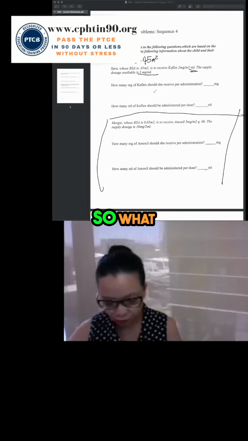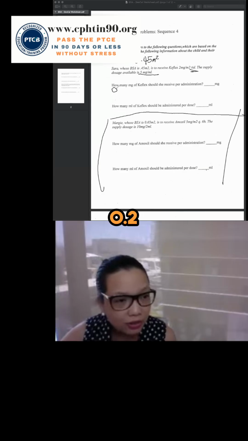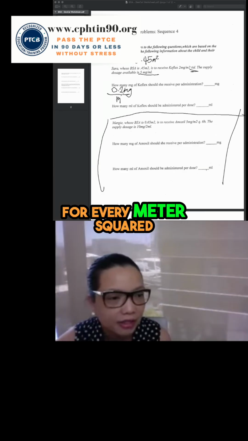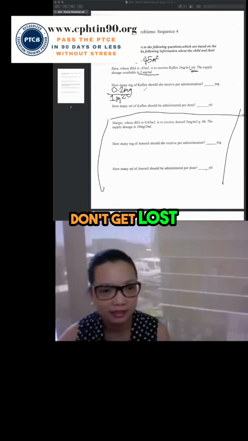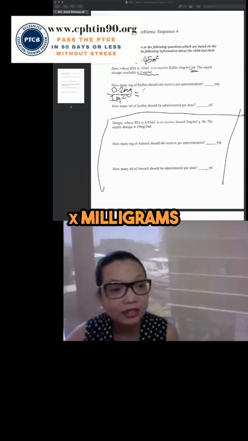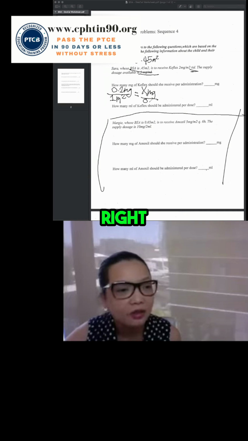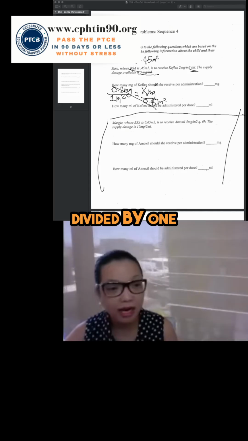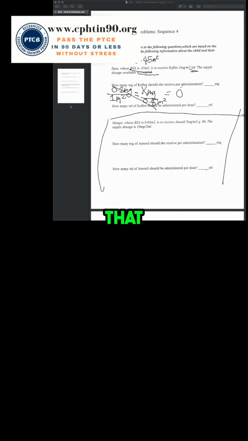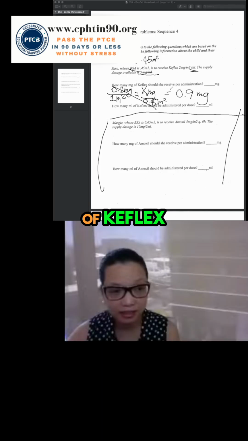So what do we have? 2 milligrams. Can you see that? What do we have? 0.2 milligrams for every meter square. I'll put 1 here, an invisible 1 so I don't get lost. Equals X milligrams over the body surface area given right over here, 0.45 meters square. Now, 0.2 times 0.45 divided by 1. I now know that I need to give 0.9 milligrams of Keflex per administration.